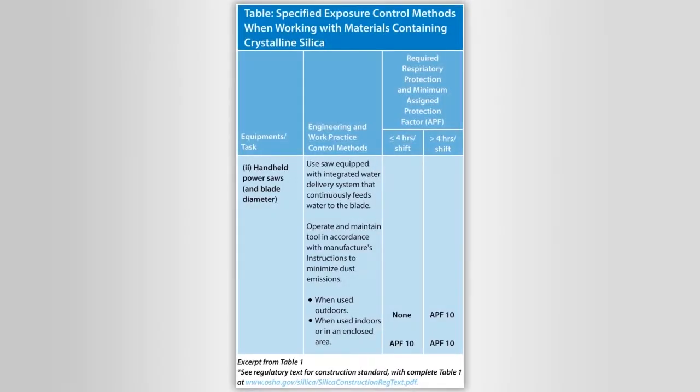Start with the specific exposure control method, which is found in what's called the Table 1. Table 1 is 18 specific tasks that if you do these tasks, and OSHA will describe exactly what you need to do to protect your workers if you're doing these tasks.